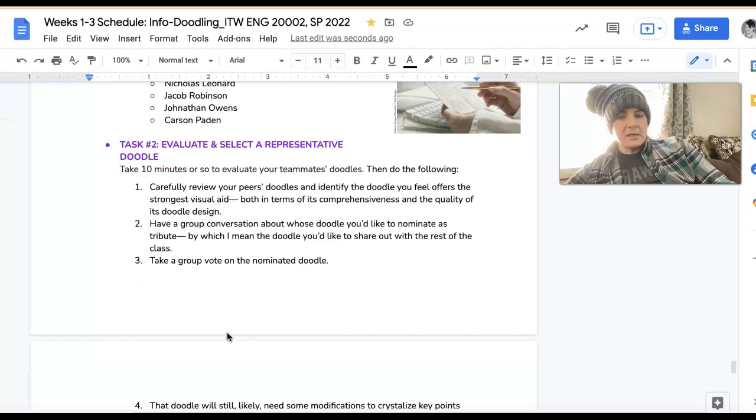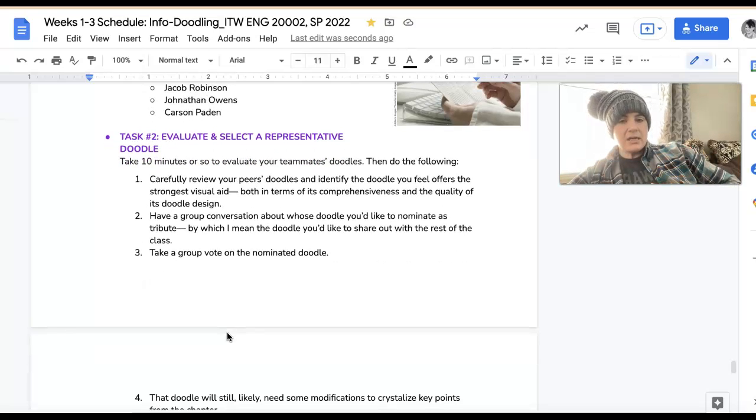And then in the next step, what you're going to do is take 10 minutes or so to evaluate your teammates' doodles. And then I want you to identify the doodle that you feel is like, wow, this one is, in terms of its comprehensiveness and in terms of its design, the doodle that I think really best encapsulates what we were trying to capture. And then nominate that. So just have a conversation in your channel. So take a vote and determine which doodle your group wants to forward as the doodle that you want to share out with the rest of your class.